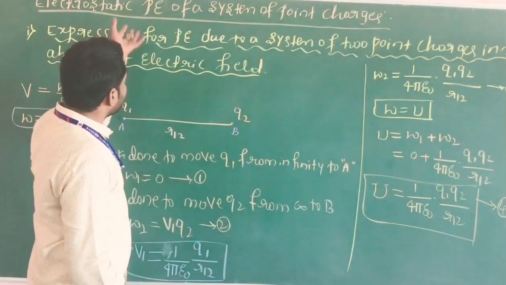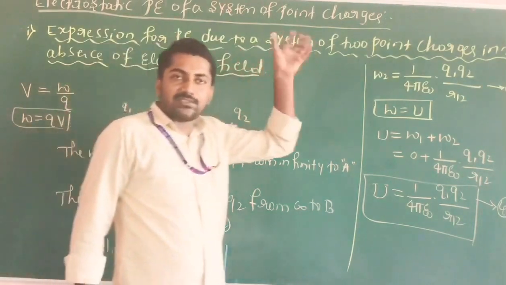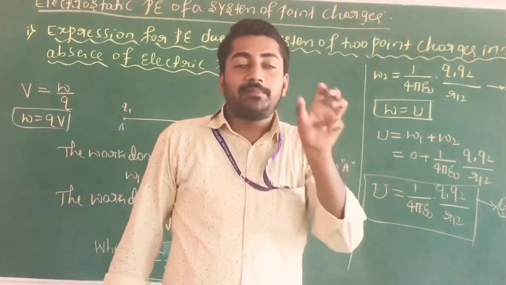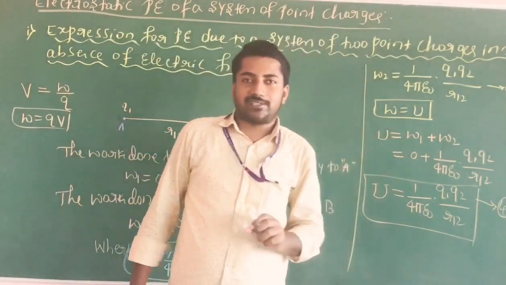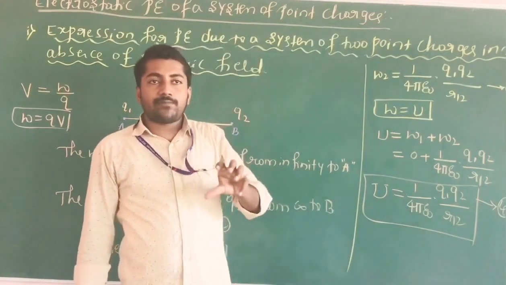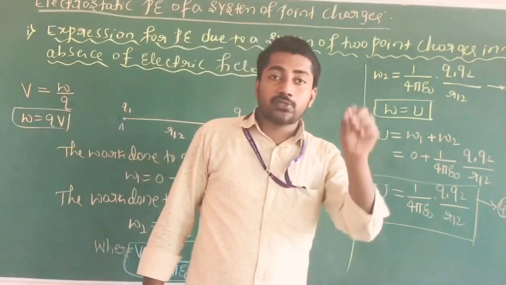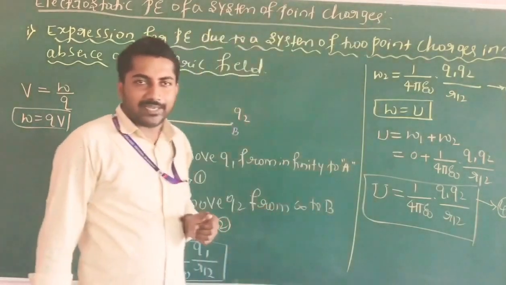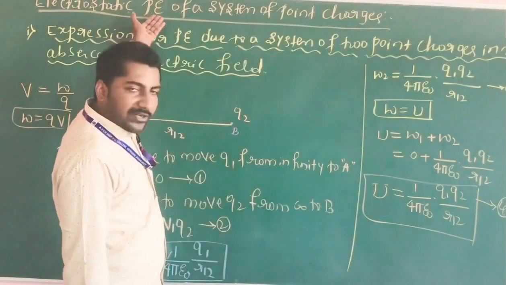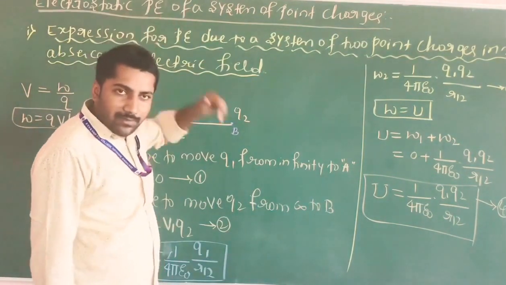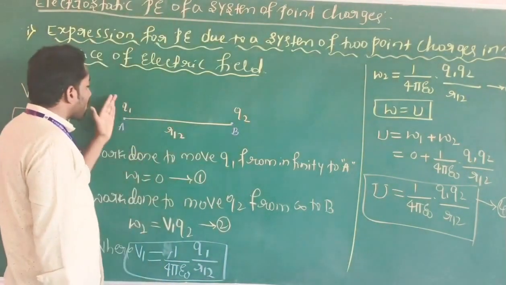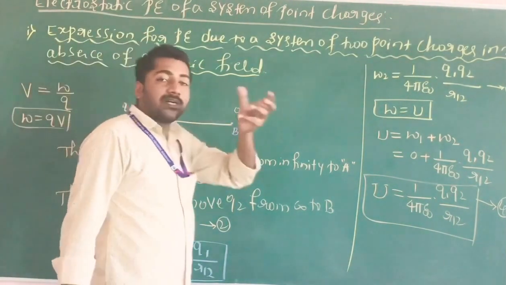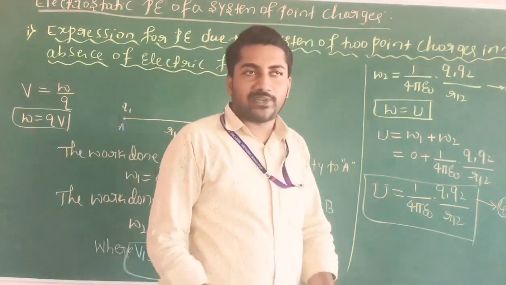Here, electrostatic potential energy means the amount of work done in bringing the point charges, or the amount of work done to move the point charges to their respective locations from infinity. That is called the electrostatic potential energy, or the amount of work done to move a point charge from one point to another point. That work done is stored as electrostatic potential energy.